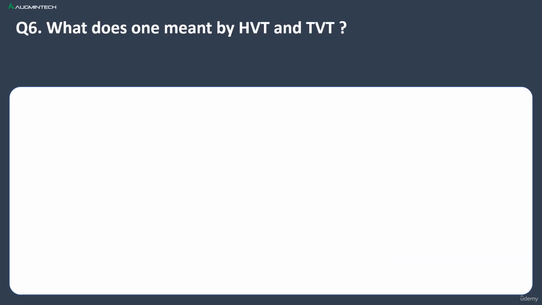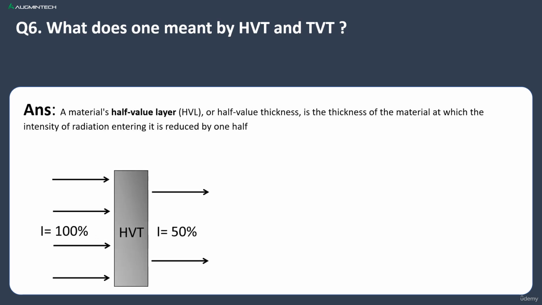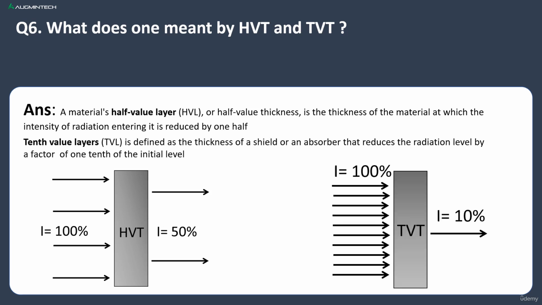Our next question is, what is meant by half value thickness and tenth value thickness? A material's half value layer or half value thickness is the thickness of the material at which the intensity of the radiation entering is reduced by one half. Whereas the tenth value layer is defined as the thickness of a shield or an absorber that reduces the radiation level by a factor of 1/10 of the initial level.